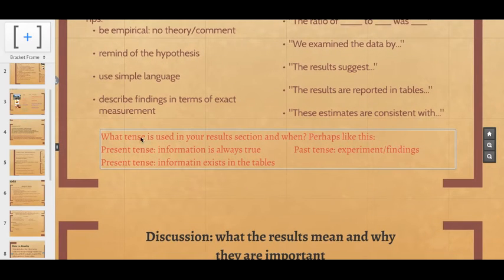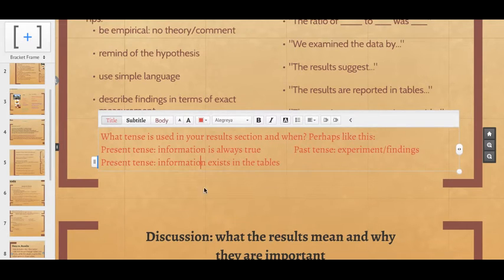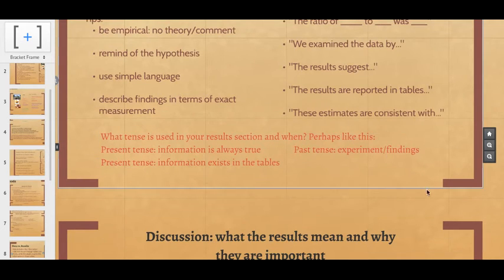So are they using present tense when the information is always true? It's just always true, it always has been, it will be true. Present tense if the information exists in the tables. Past tense in the experiment and findings, when you actually were conducting the experiment. Using the past tense, you should check.